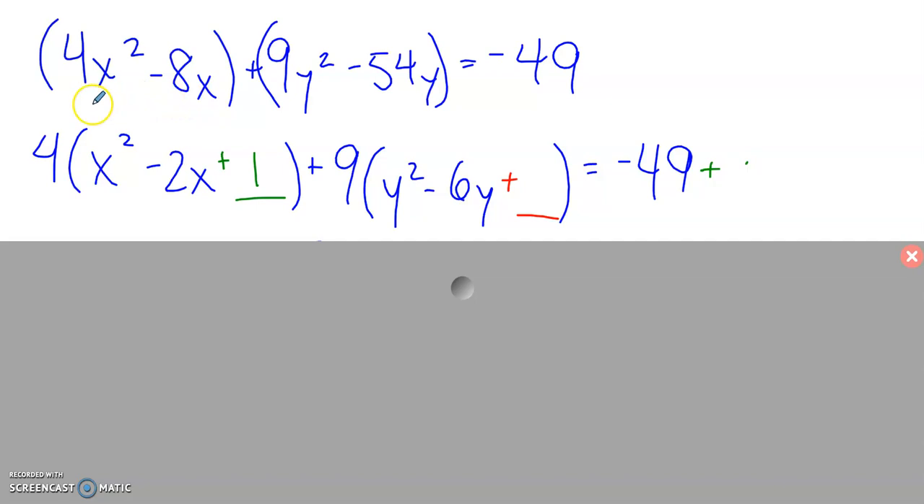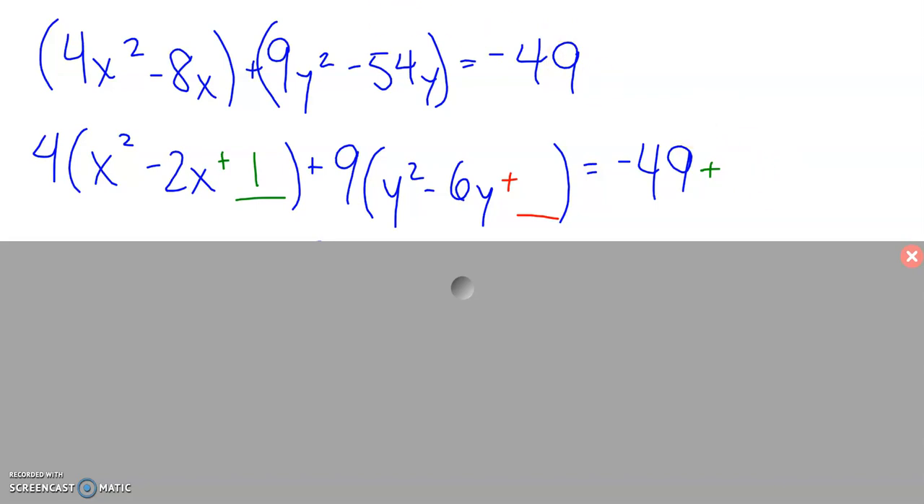However, if you look way out here, that number 1 is actually being multiplied by 4. So on the left side of this equation, this 1 is actually a 4 times 1. So I actually have to add a 4 times 1 over here to keep it balanced.